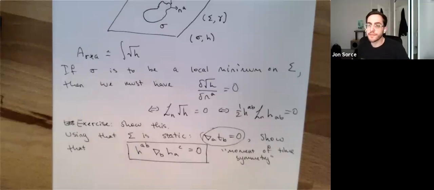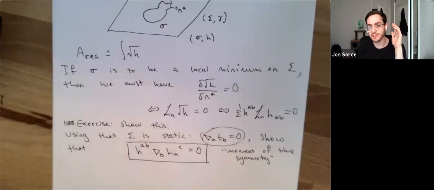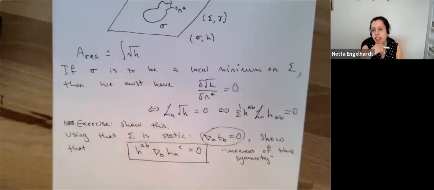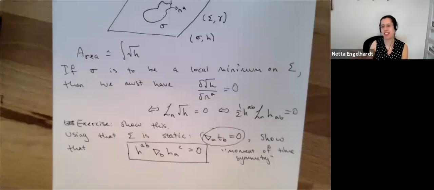Netta? Yes. Could I ask a quick question about moments of time symmetry? So this condition is purely local. I think it's equivalent to the extrinsic curvature of the slice vanishing. Yeah, exactly. As a tensor. As a tensor, right? Not just as a trace. Mhm. So we call it a moment of time symmetry, which makes sense because... No, it doesn't. It doesn't make sense actually. Well, I think I know what you're going to say, but go ahead.